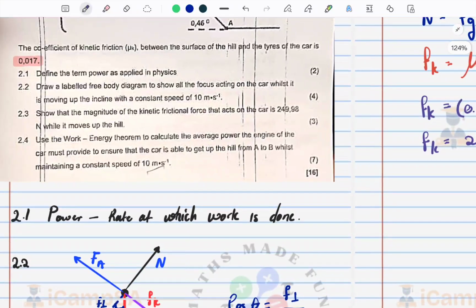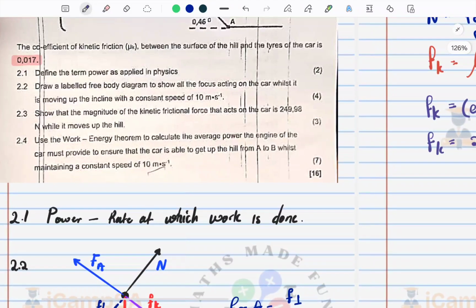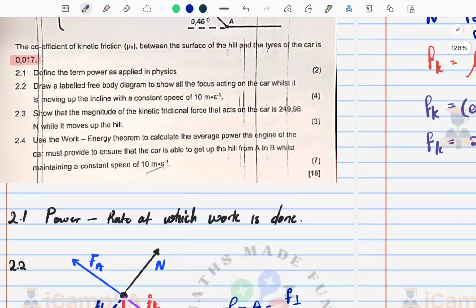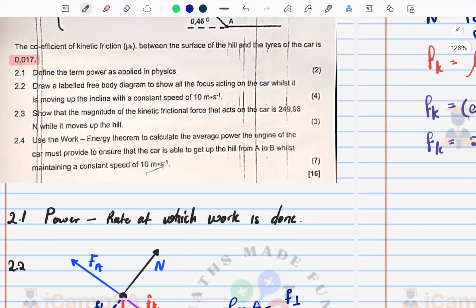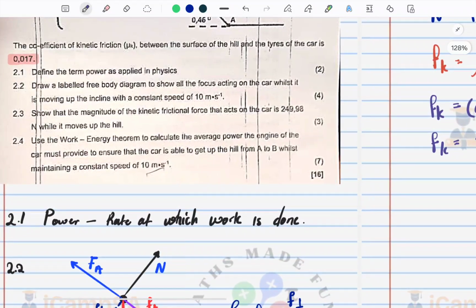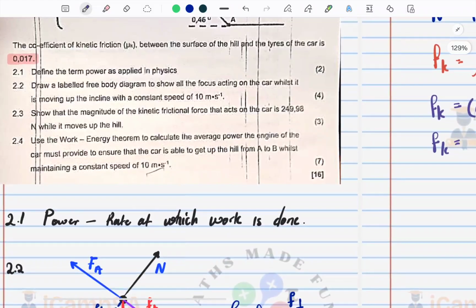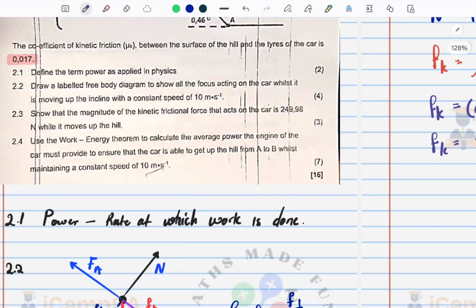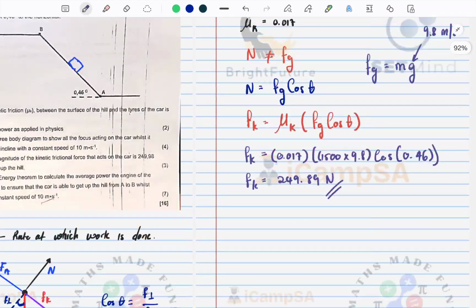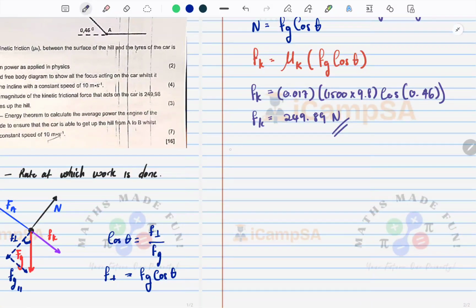Okay, now the last part of this question 2 asks us to use the Work-Energy Theorem to calculate the average power the engine of the car must provide to ensure that the car is able to get up the hill from A to B whilst maintaining this constant speed of 10 meters per second. Okay, so we are going to 2.4 now.